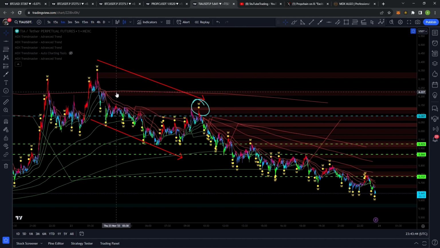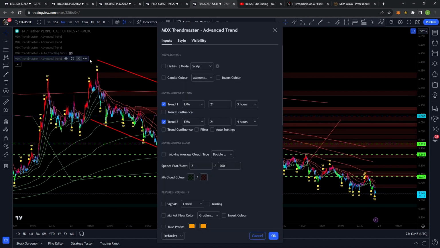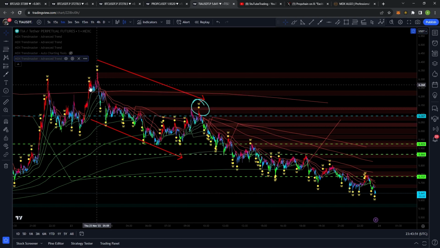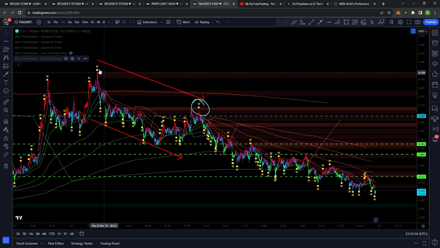This was actually the 4 hour trend. Let me just bring that up. Yeah, that was the 4 hour. We ended up losing this support. Came down, ended up setting a lower high W here.